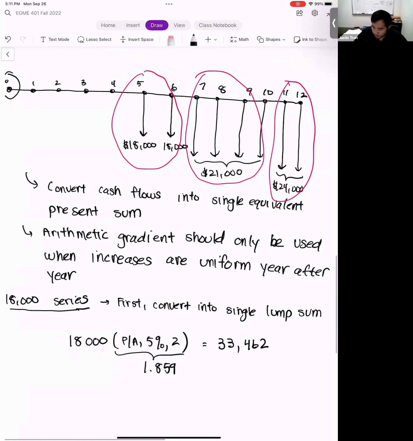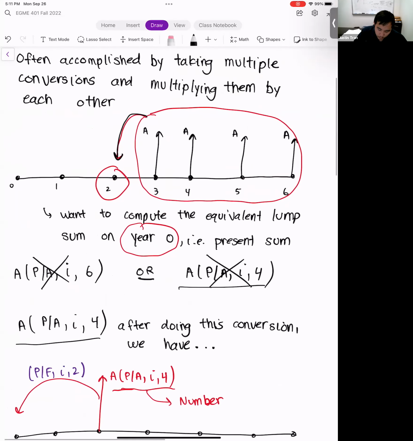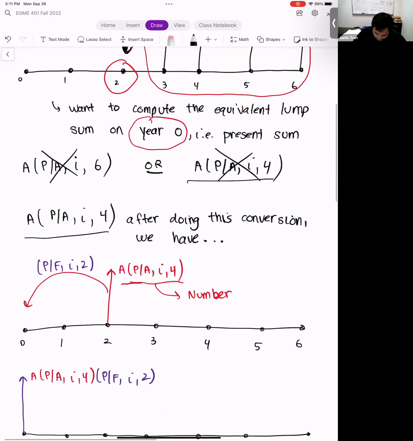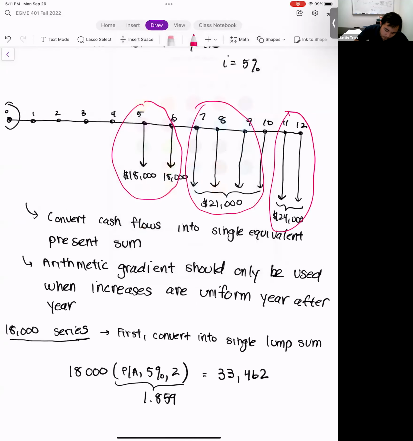Okay. But remember that the single lump sum is not on year 0 yet, right? And so if you go back to our example up here, we've converted this uniform series into a single lump sum that's located on the year right before this started. Okay. And so if we're considering this for 18,000, our single lump sum here is actually occurring on year 4. Okay.